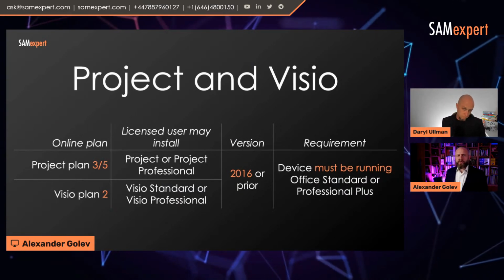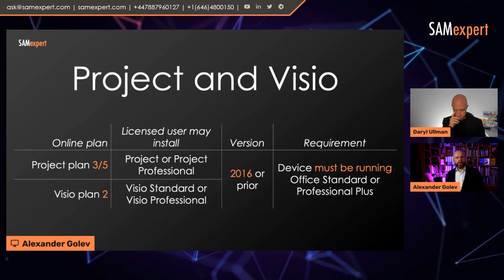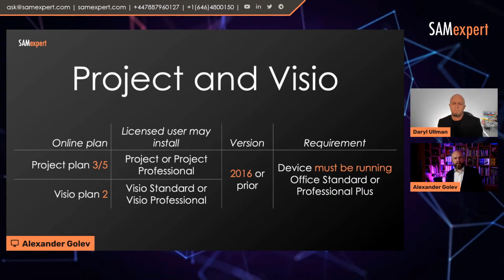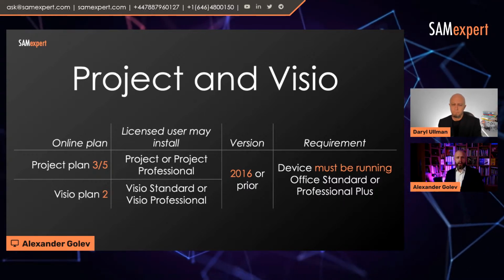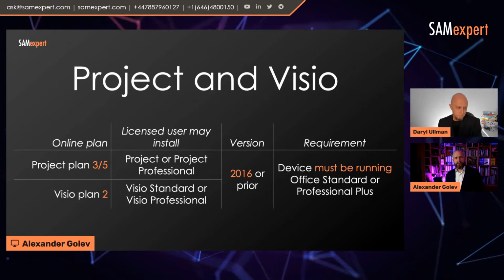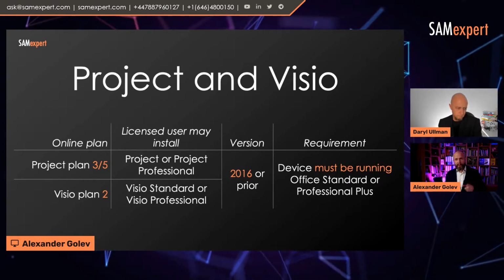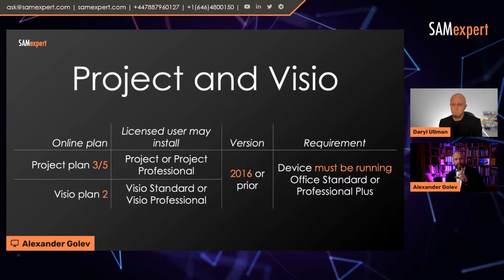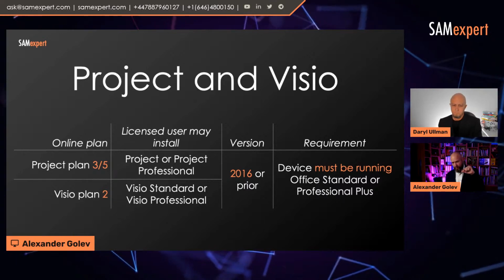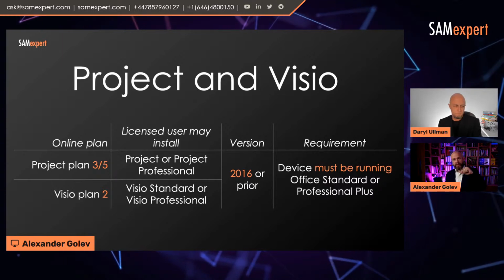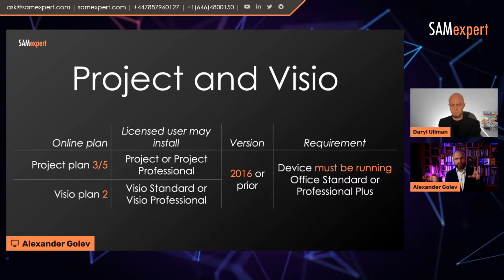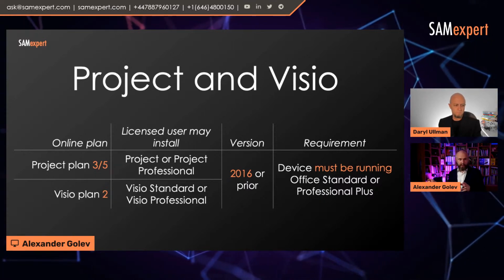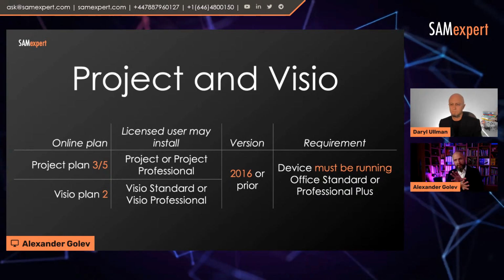Project and Visio. So rules are almost the same. The Project and Visio have this unique right as well. You may actually, so this really, again, depends on the package. So either Project Plan 3 or 5 or Visio Plan 2, you may install traditional binaries, executable files under an online license. But the caveat is the device on which you install it, again, just one copy, must be running, not just licensed, must be running Office Standard or Office Professional Plus. Because this exception is granted to those companies that still run old Office, but want to switch to online versions of Project and Visio. The binaries are not compatible, you can't run them on the same computer.